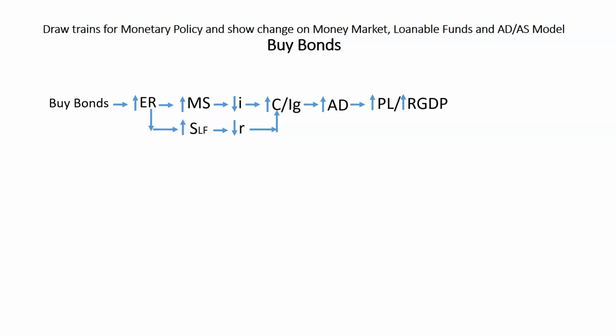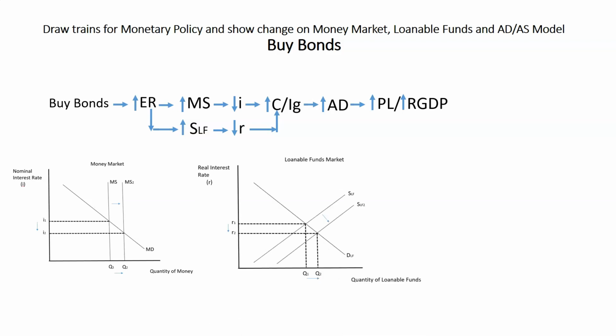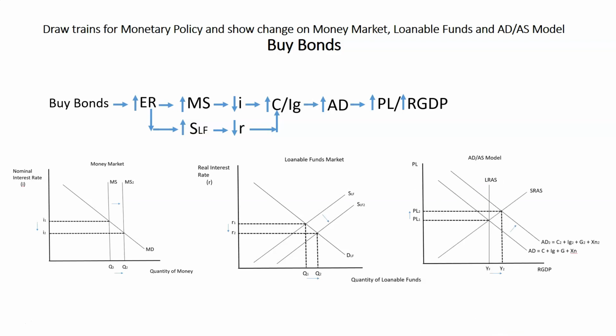So when we look at our different graphs and how those come about, you have your money market graph, which is showing that increase in the money supply and a decrease in the nominal interest rate. You have your loanable funds graph, which has an increase in the supply of loanable funds. And you also have the ADAS model, which, because of the C and IG, you have an increase in AD.